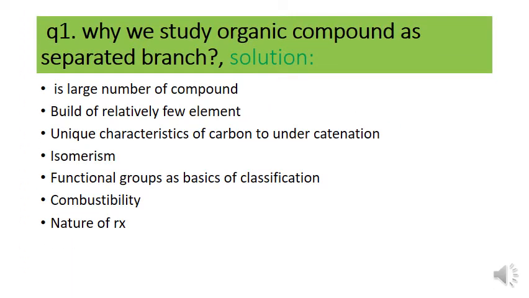Why do we study organic compounds as a separate branch? The answer is that there is a large number of compounds formed from relatively few elements, with unique characteristics, for example catenation, isomerism, functional groups as the basis for classification, combustibility, and nature of reaction. These properties support why we study organic compounds as a separate branch.